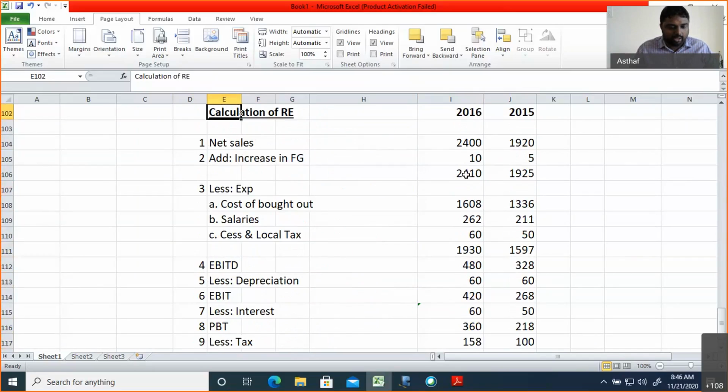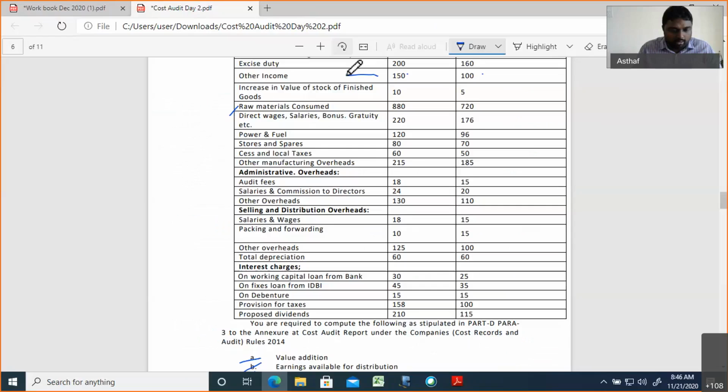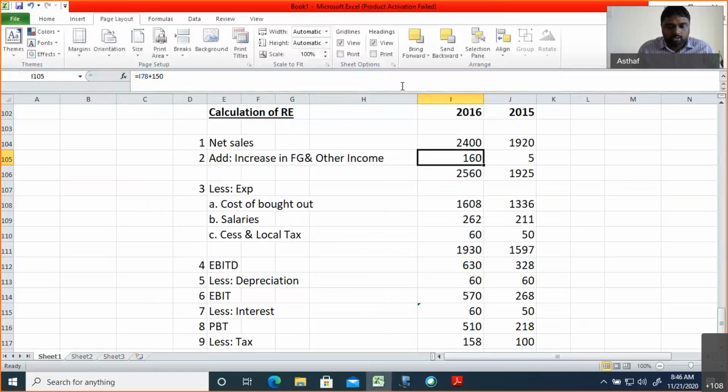So other income we are not considering. So here, increase in finished goods and other income both we will add now. What is the other income amount? 150. So here we are just finishing.